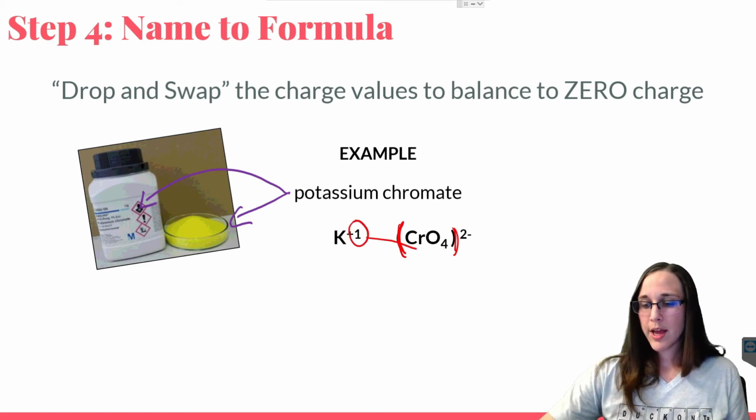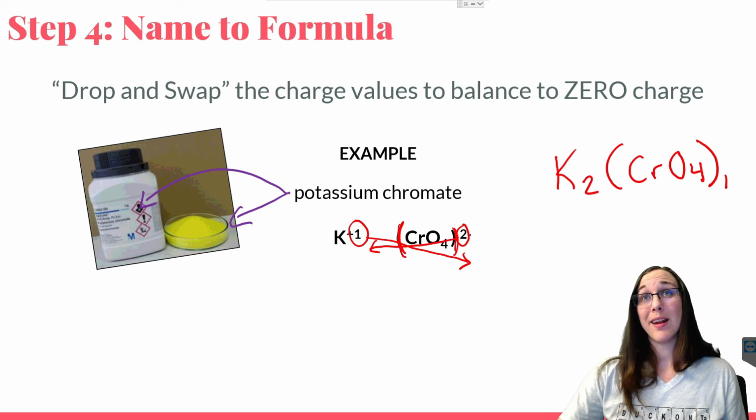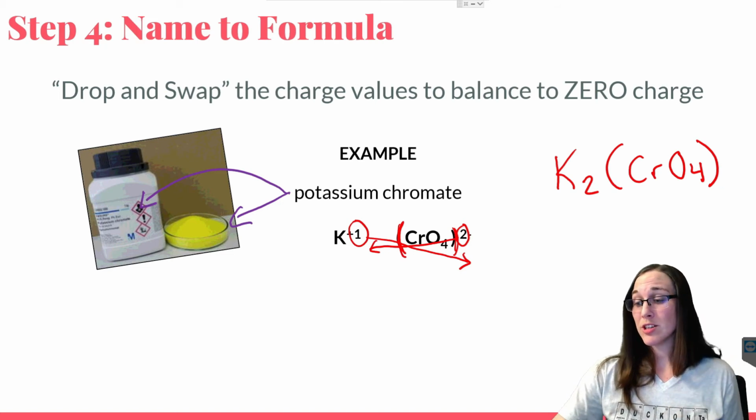So here we'll take the 1, drop it down on the outside, and here we'll take the 2 and drop it at the bottom of the K. So what we end up with is K2(CrO4) with a 1 at the bottom. Again, if there's a 1, we don't need to show it.